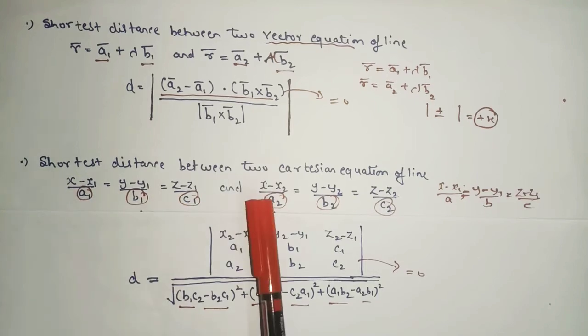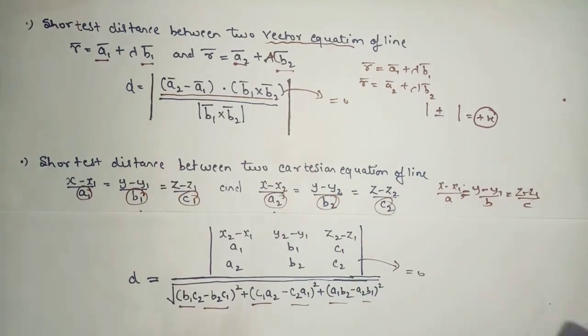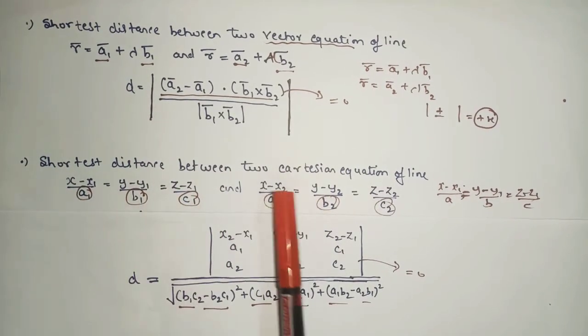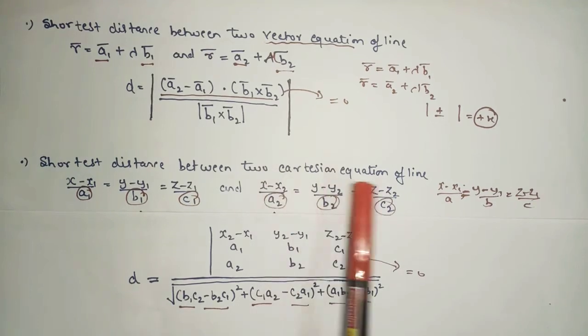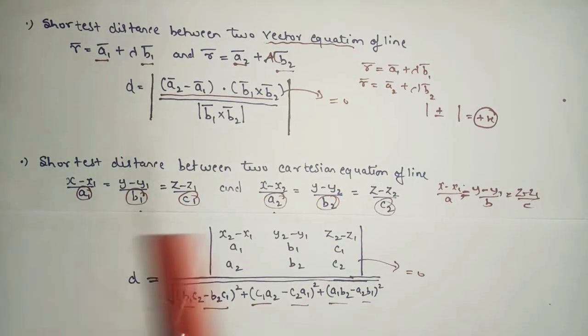So here you will have two Cartesian equations. You will compare the given Cartesian equations with this, where you will get the values of x1, y1, z1, a1, b1, c1. From the second equation you will get x2, y2, z2, a2, b2, c2. After that you have to find the distance.